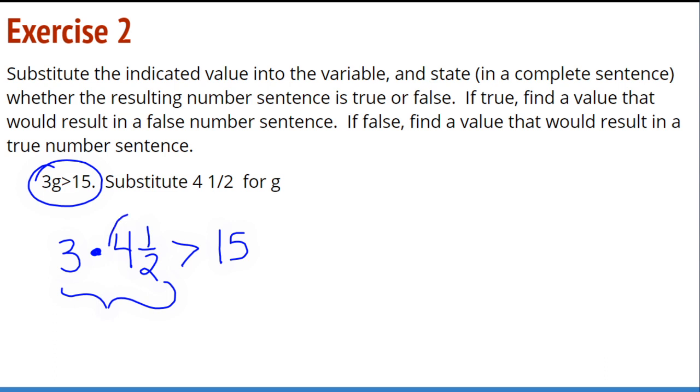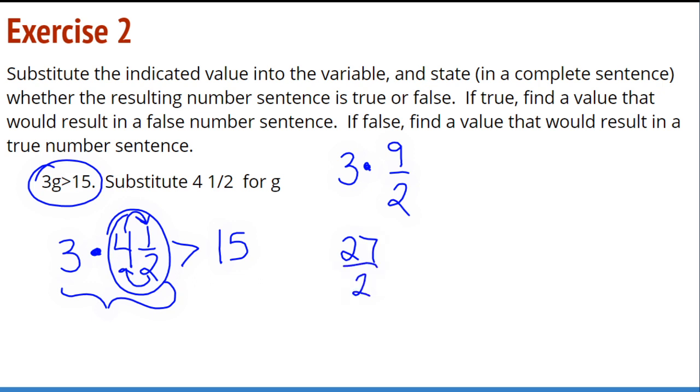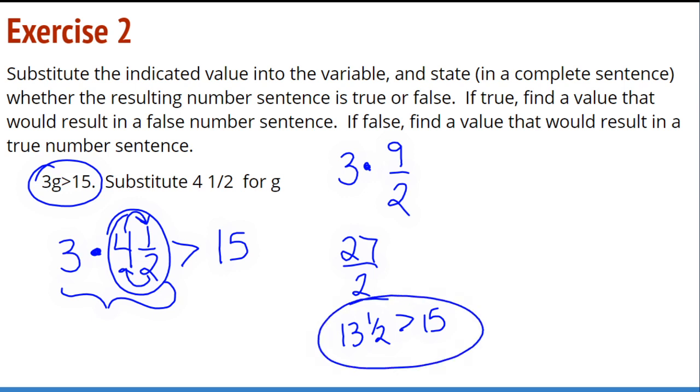I will take my fraction and turn that into a mixed number. 2 times 4 is 8, plus 1 is 9. So I've got 3 multiplied by 9 halves. And 3 times 9 is 27 halves. And 27 divided by 2 is 13 and a half. And I am asking, is that greater than 15? And the answer is no. It is not. This is a false statement.